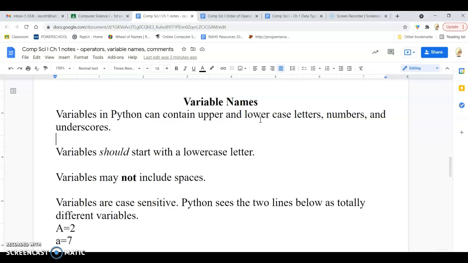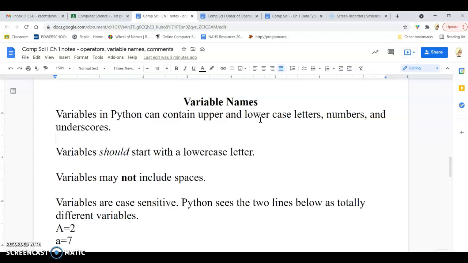Okay, so when you're writing variable names, they can only contain uppercase letters, lowercase letters, numbers, and underscores. So no funny characters other than the underscore. So uppercase, lowercase, number, and underscore. You should always make your variable names start with a lowercase letter in Python. It's just common practice when you're working in Python. And make sure you don't put any spaces in there. Sometimes, especially if you're using a variable name that has more than one word, people will put a space in there because it just makes sense when you're writing.